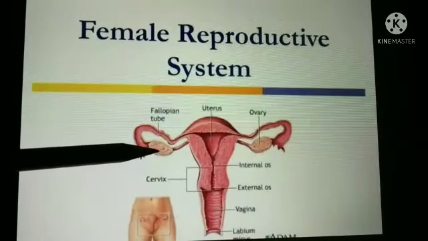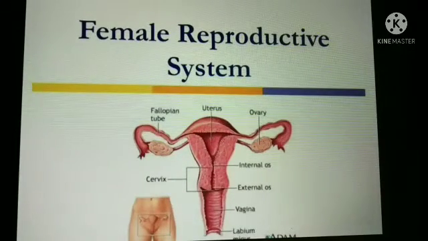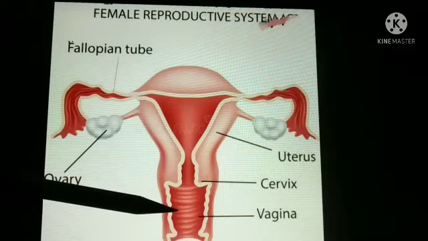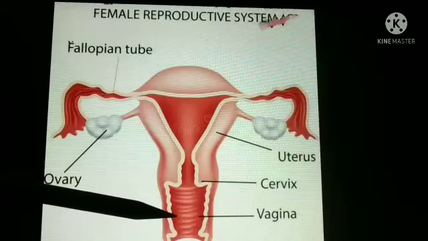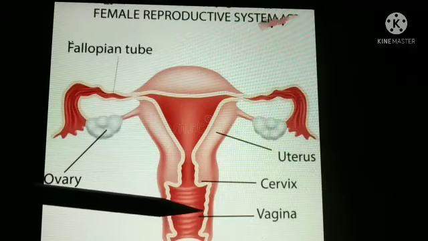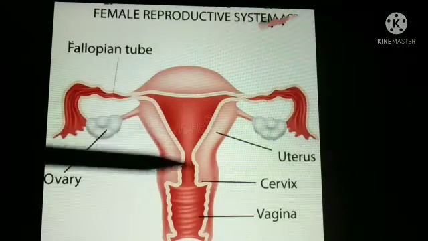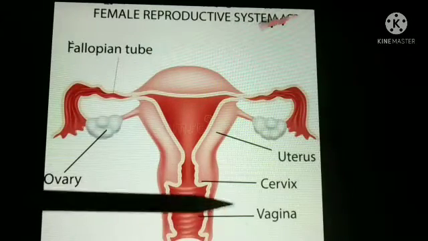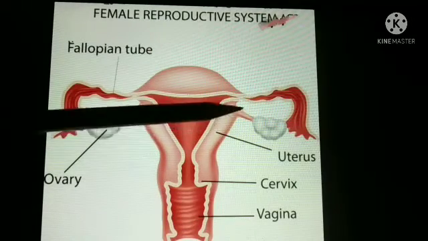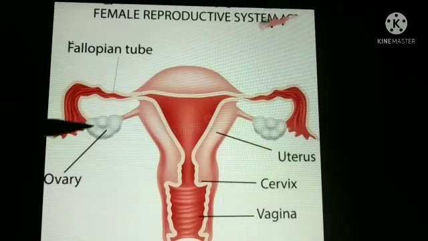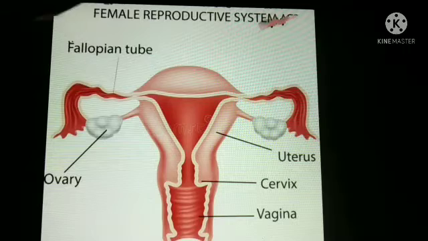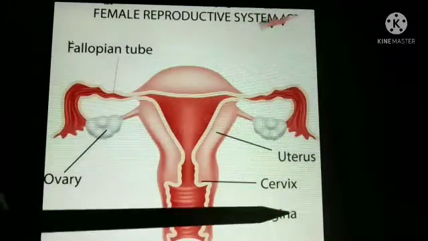So these are the female internal sex organs. Here we'll be discussing the female internal sex organs in detail. Overall, there are 4 parts of the female reproductive system. They are the vagina, uterus, fallopian tubes, and ovaries. So these are the 4 internal parts of the female reproductive system.